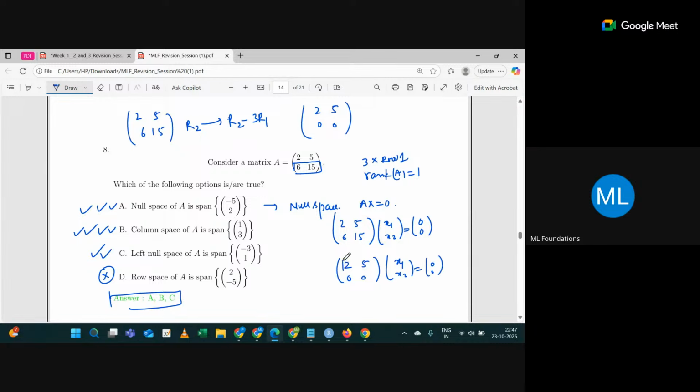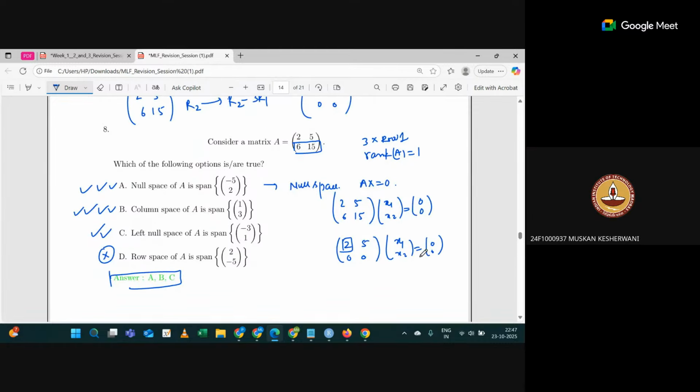First of all, this is the pivot, right? So x2 is the free variable, right? Basically, what we are getting is 2x1 plus 5x2 equal to 0. So from here, I can say x1 equal to minus 5 by 2 x2.